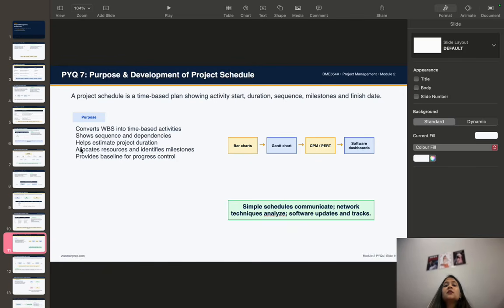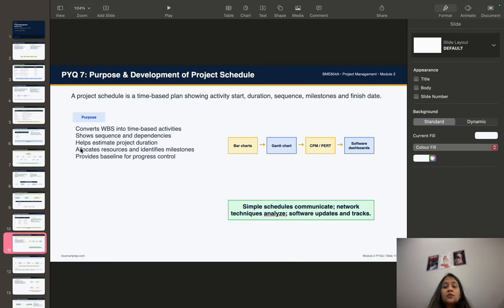Project schedule is a time-based plan that shows activity start date, duration, sequence, milestone, and the finish date. The purpose of project schedule here is it converts the WBS into time-based activities. It is going to show the sequence and the dependency, and also it is going to help estimate the total project duration. And also it allocates the resources and identifies milestones, and it provides a baseline for progress control.